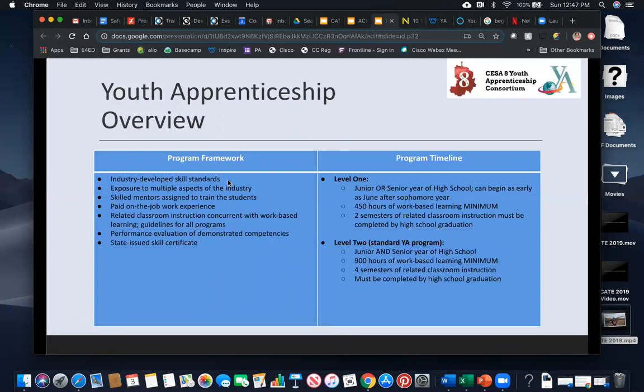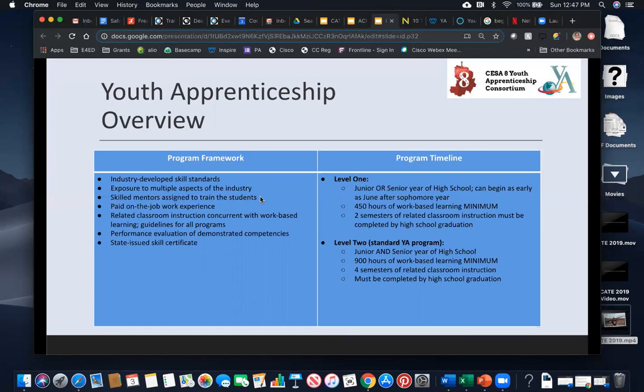You should have received, or will be receiving from me, a booklet of exactly what the skill standards are for the specific student that you are working with. It provides exposure to multiple aspects of the industry. Skilled mentors are assigned to train the students, and there can be more than one mentor assigned for that student during their experience. So all mentors who are working with the student should watch this training video.